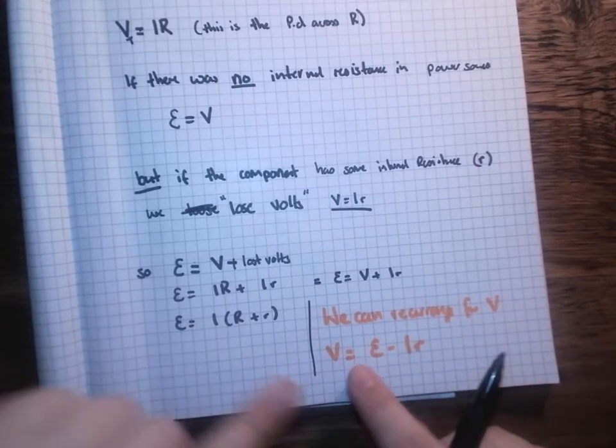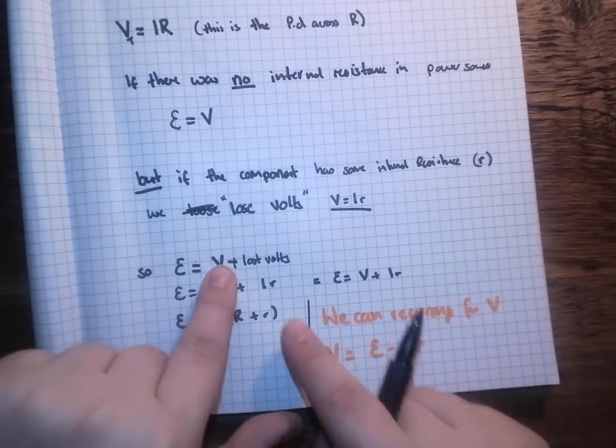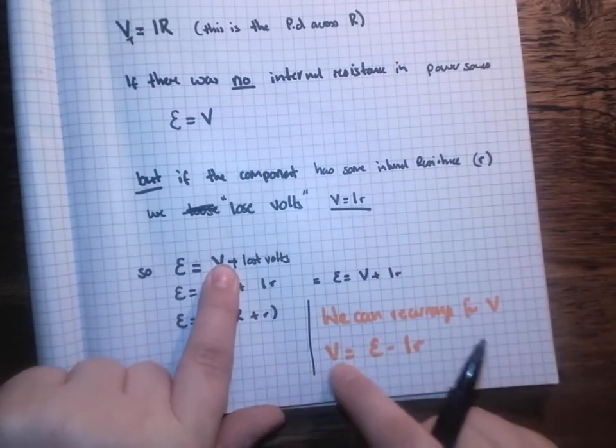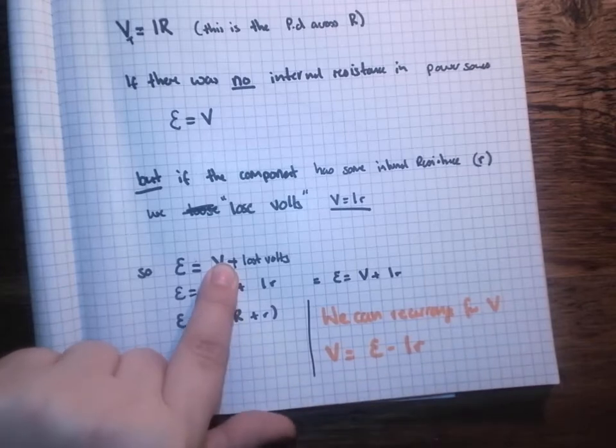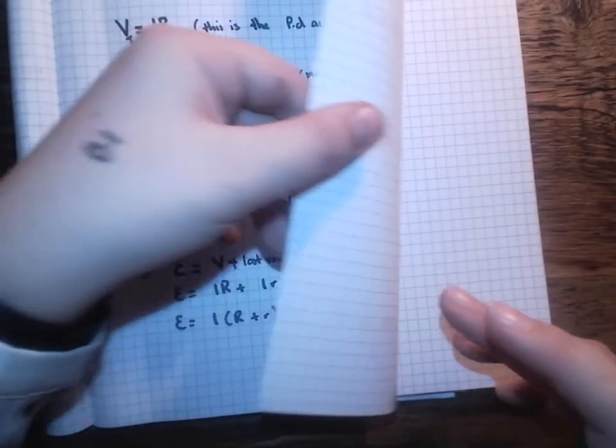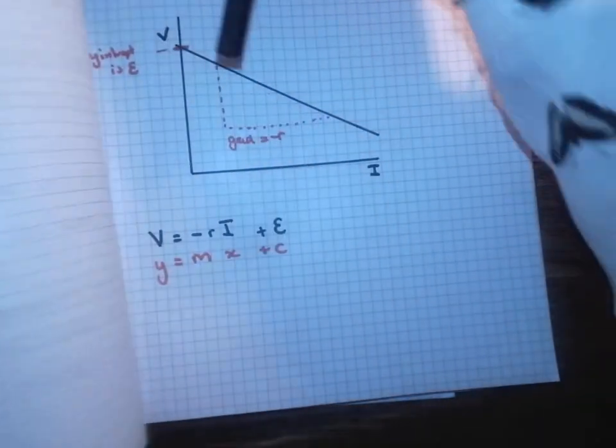So again, just being able to rearrange that equation. So V is equal to EMF minus lost volts. So just be really careful with that. And that's usually what you have to figure out. But if you're having to do a paper 3, then what they might get you to do, this also comes up in paper 1 as well, is that you might have to do this from a graph.